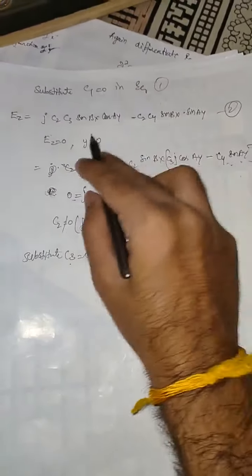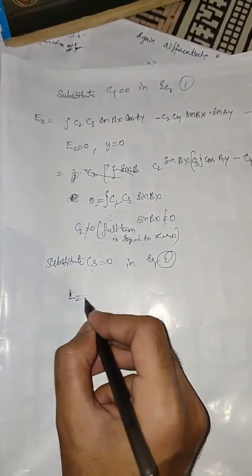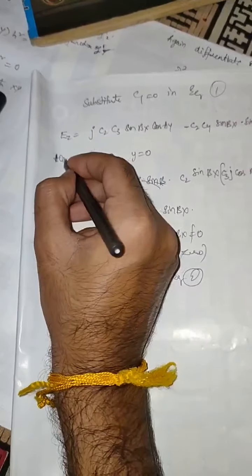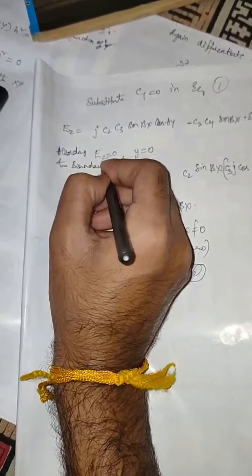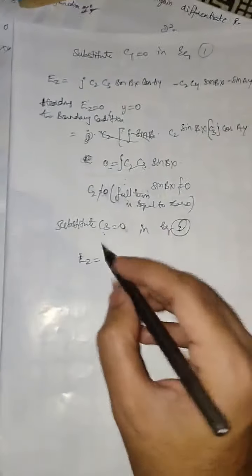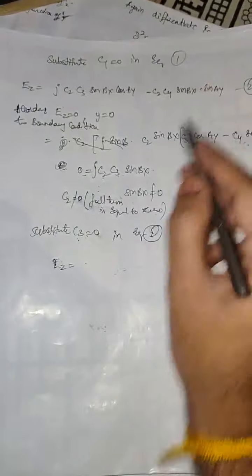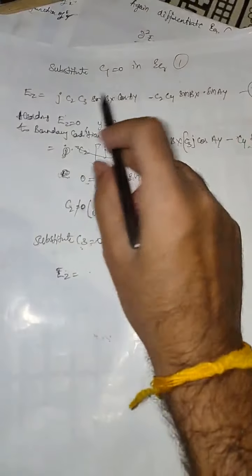So this is equation 2. Substitute c3 equals 0, then the Ez value is... okay, so this is the second boundary condition. According to the boundary condition, if I substitute c3 equals 0 in this particular equation 2, this term turns to 0. Why? Because c3 is 0, so the c3 term is 0.